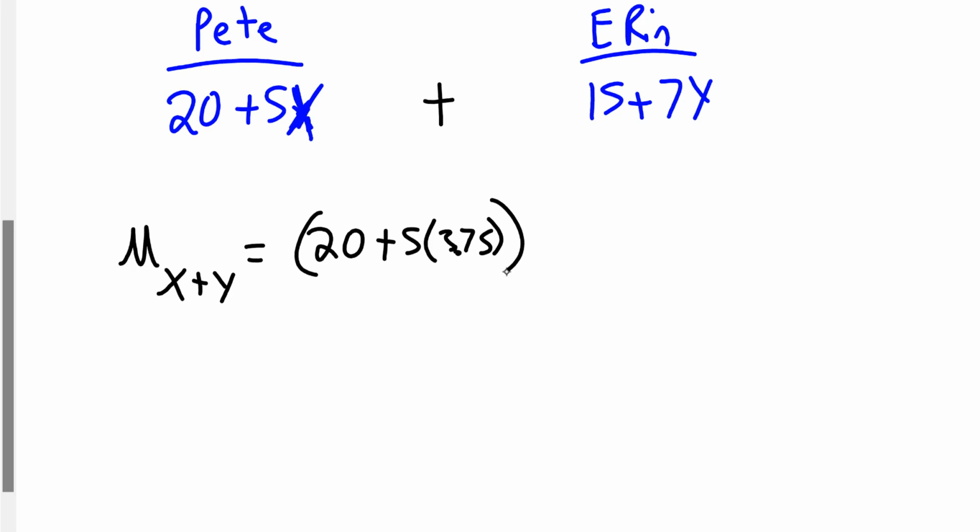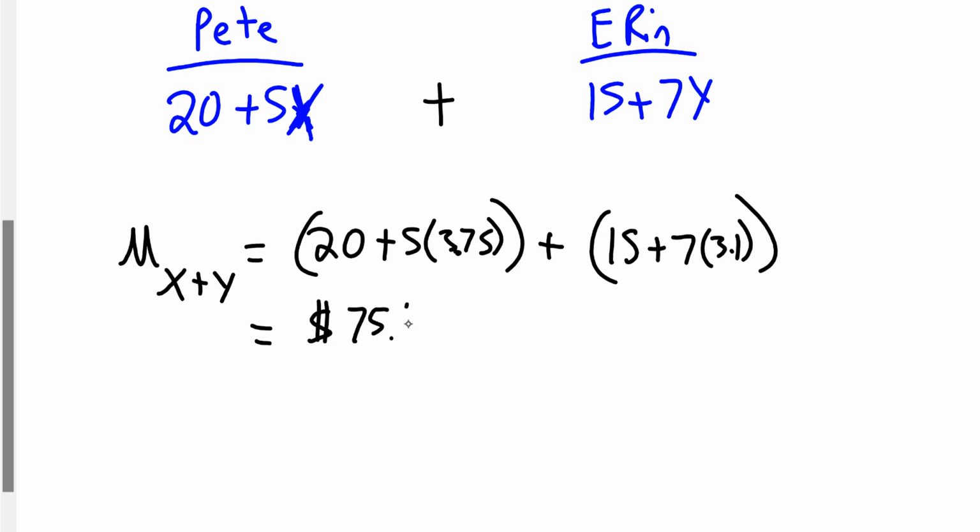That's Pete's. We want to know a total. So adding in Aaron's cost, it'd be 15 plus 7 times 3.1. That's the average. And I will get a total cost between the two of $75.45 per trip. That is my mean. Okay?